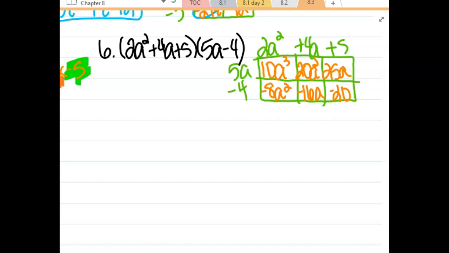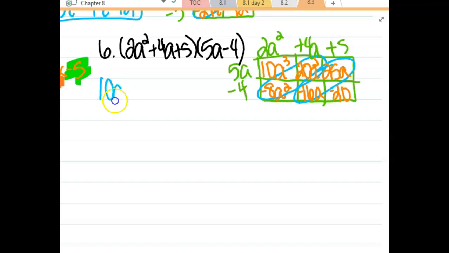Now what I like about the box method, so whenever we only add a 2 by 2, is usually the terms on the diagonals that can be combined together. So notice my a cubed is the only a cubed. But if you look at your a squareds, you can see how your a squareds are on the same diagonal, and your a's are on the same diagonal. So most of the time it'll work out that way.